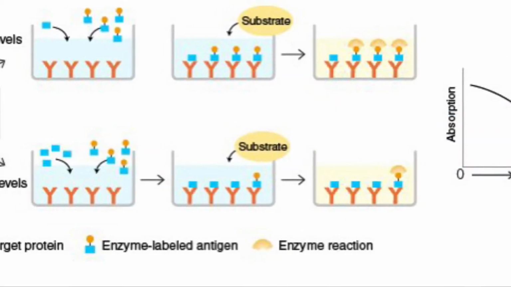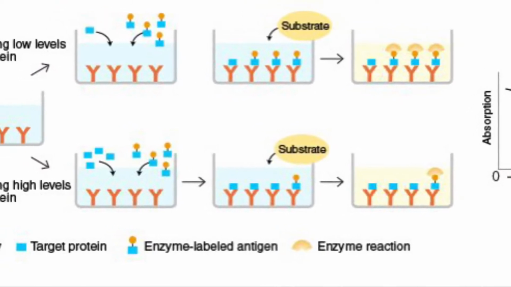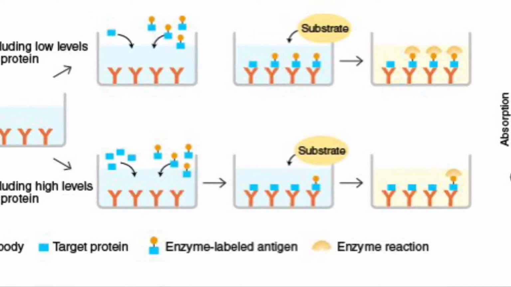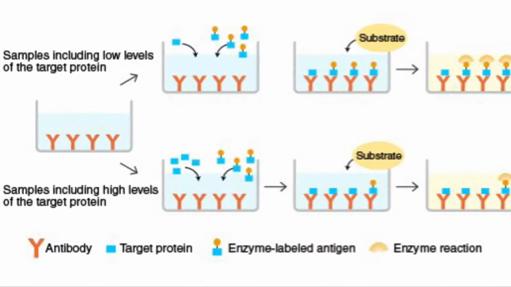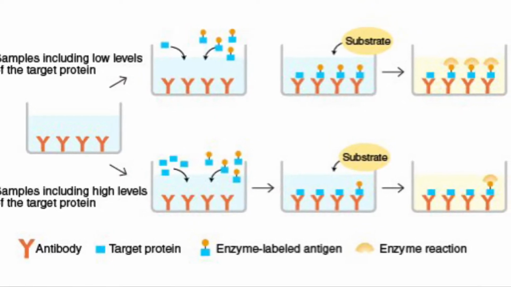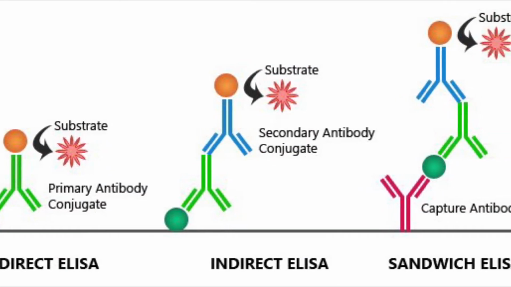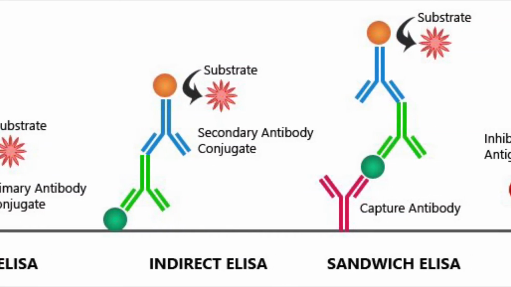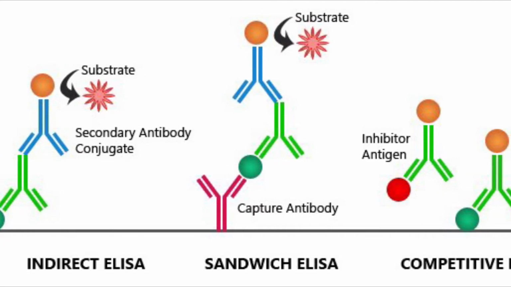As opposed to the 3 ELISAs mentioned before, competitive ELISA is much more complex because it involves the use of an inhibitor antigen. In competitive ELISA, the inhibitor antigen and the antigen of interest compete for binding to the primary antibody. Although there are 4 different types of ELISA testing, most of them fall under these 5 general procedural steps.